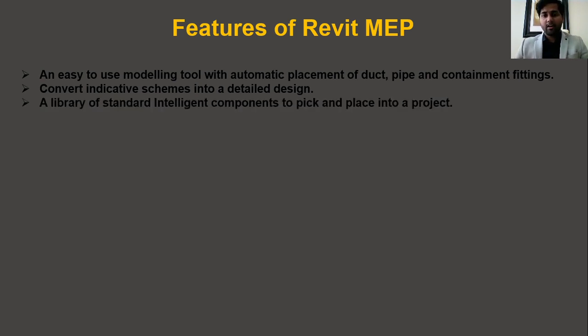Now, you might think, what about the fittings, or what about the equipment? Let's say you want a particular family, or you want a particular fitting to be placed in your model. Let me tell you, most of the fittings are already available in the library which Autodesk provides when you download Revit in your system or in your PC. Let's see a quick example of that.